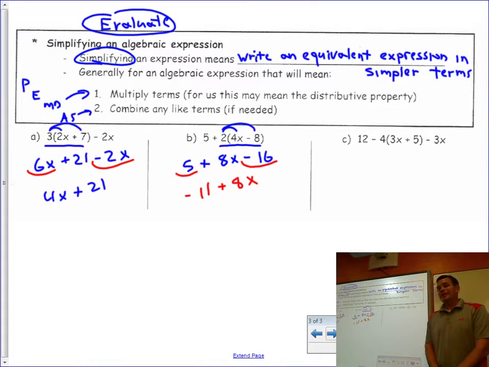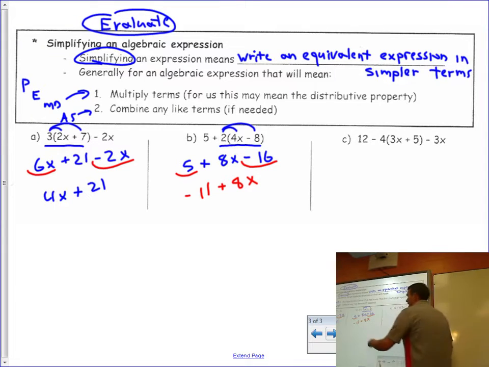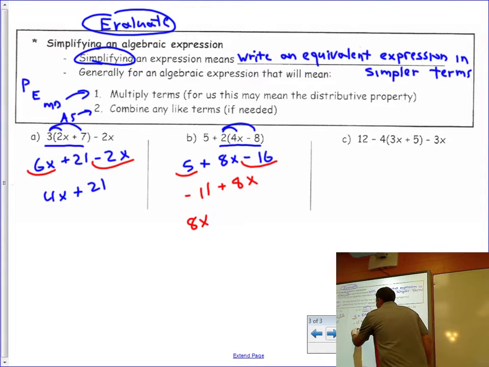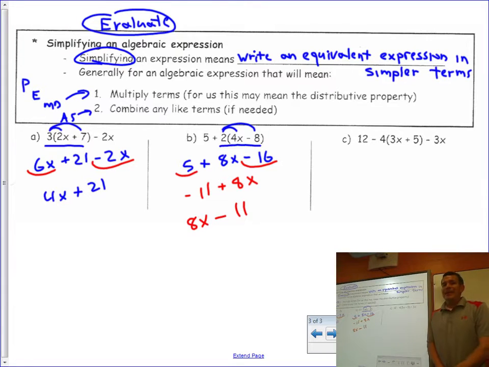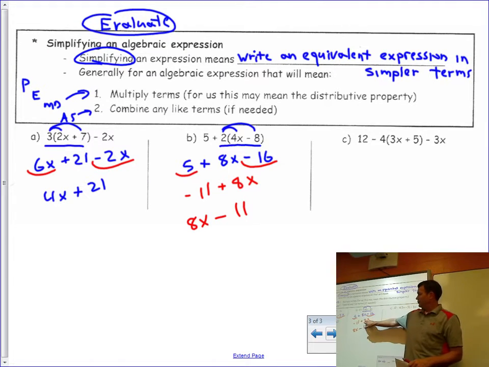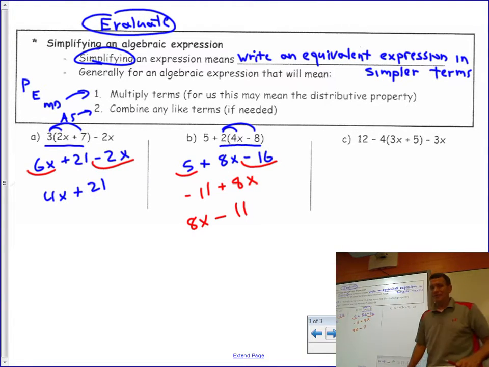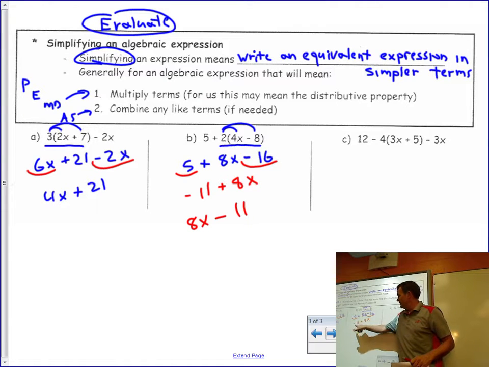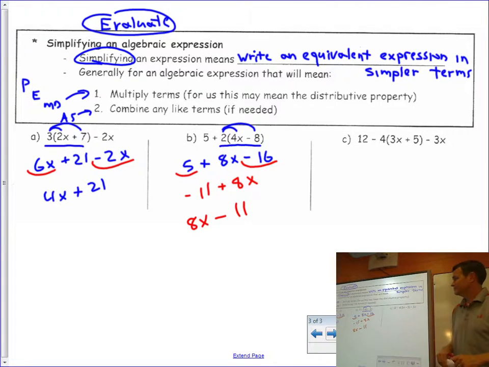Now, some people like the variable term first, and that is perfectly acceptable. I could put 8x and the minus 11 second, and that would be exactly the same answer, as long as I keep the signs correct. The 8x was positive, stays positive. The minus 11 stays minus 11.